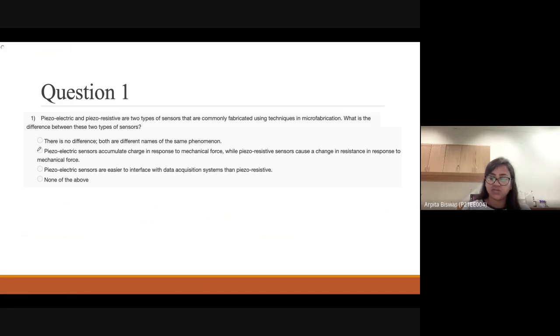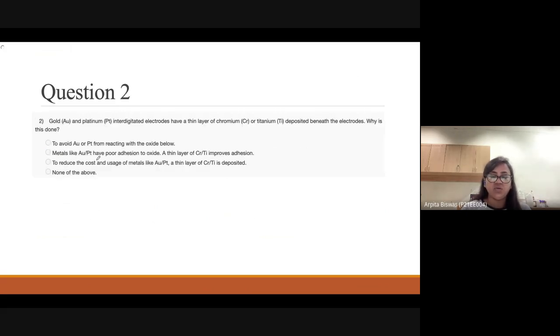So the right option is option B. Piezoelectric sensor accumulate charge in response to mechanical force, while the piezoresistive sensor cause a change in resistance in response to the mechanical force. The right option is option B. So next, move towards the question number 2.